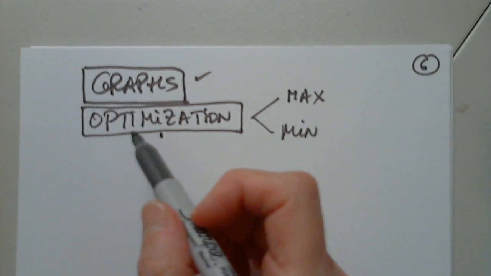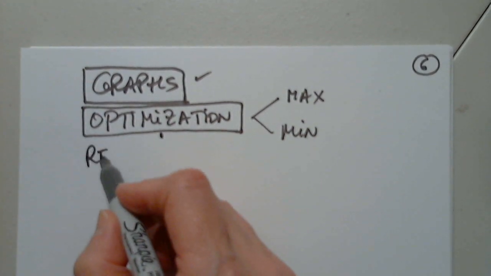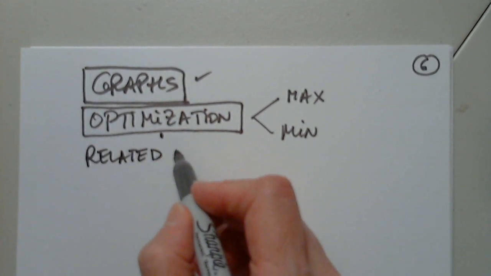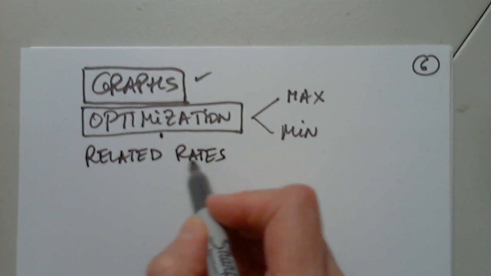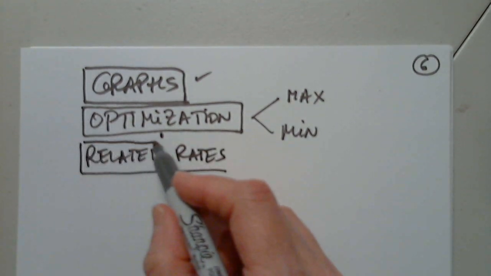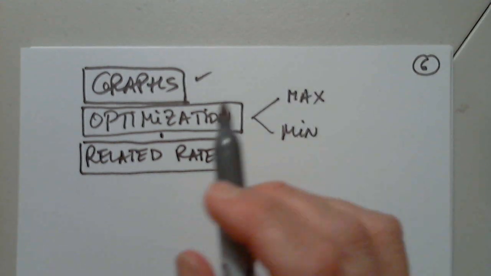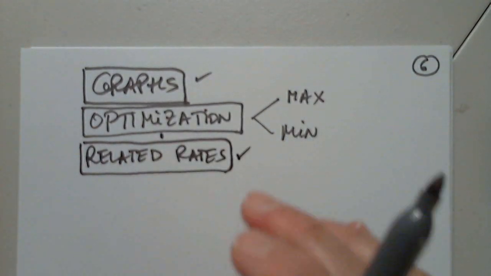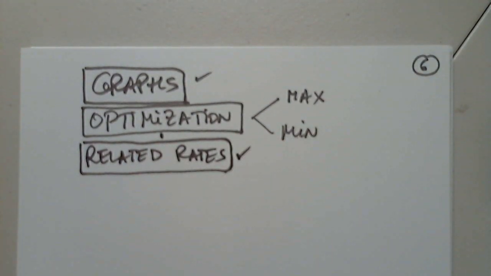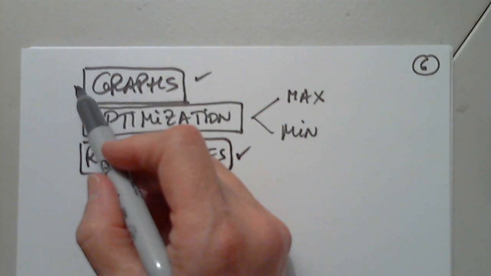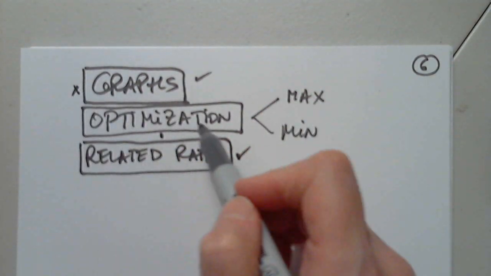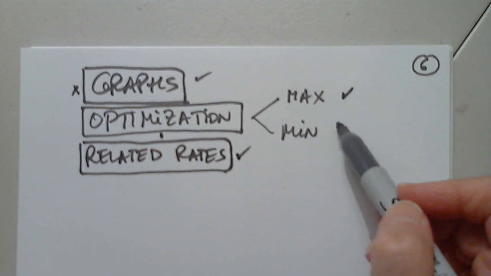Okay, and then we're going to look at something called related rates. It's another application, and there are other applications as well. I'm going to talk about this when the time comes. We're going to get to that topic. Okay, so first we're going to focus on graphs and applications with max min.